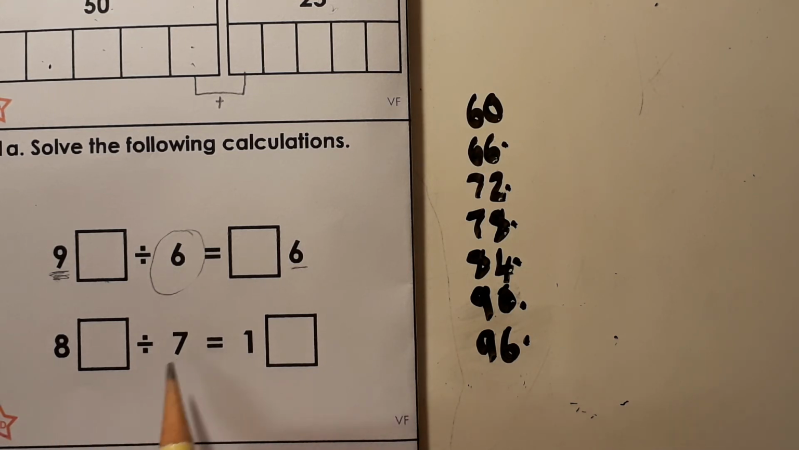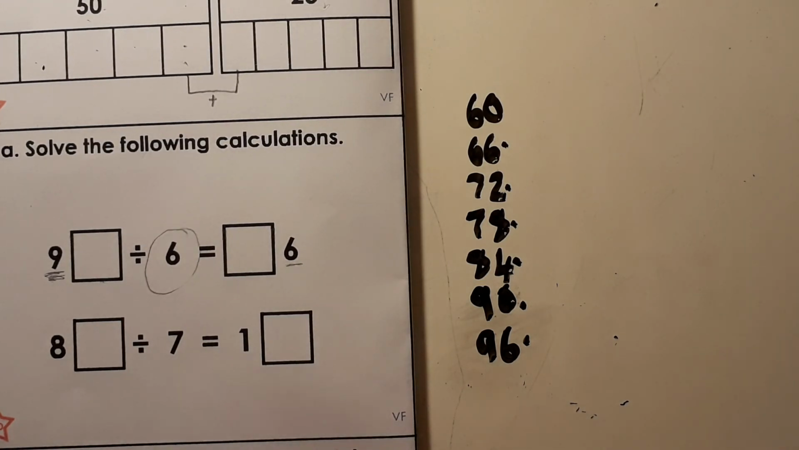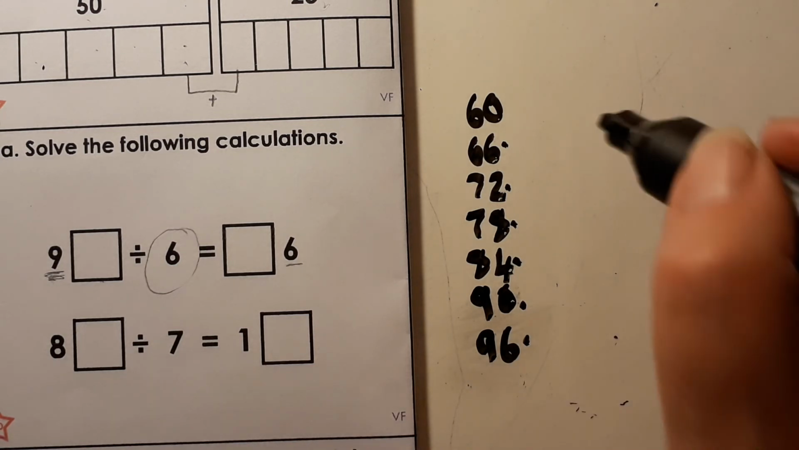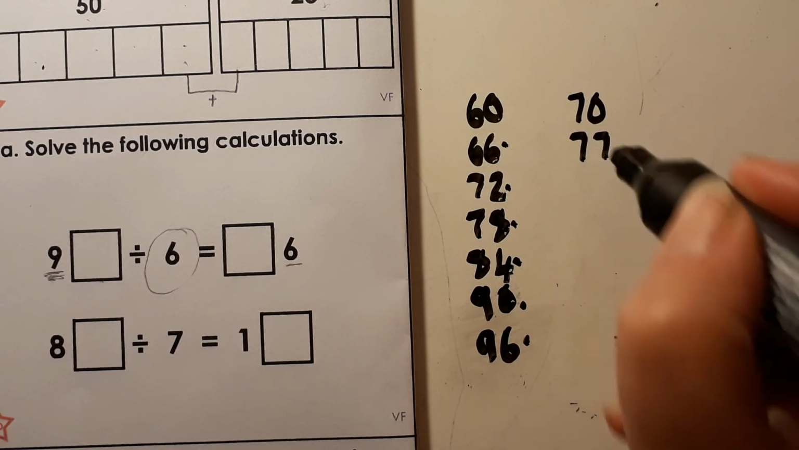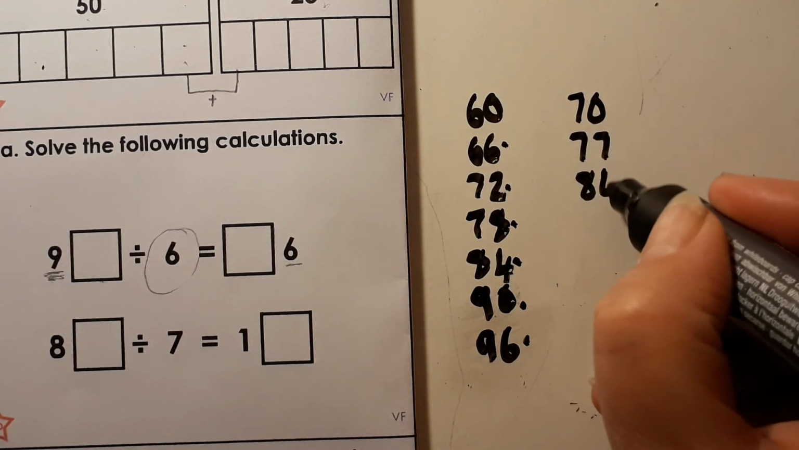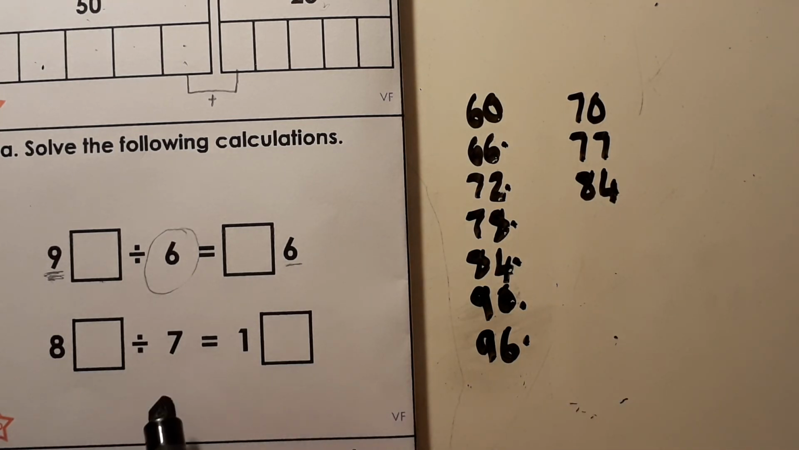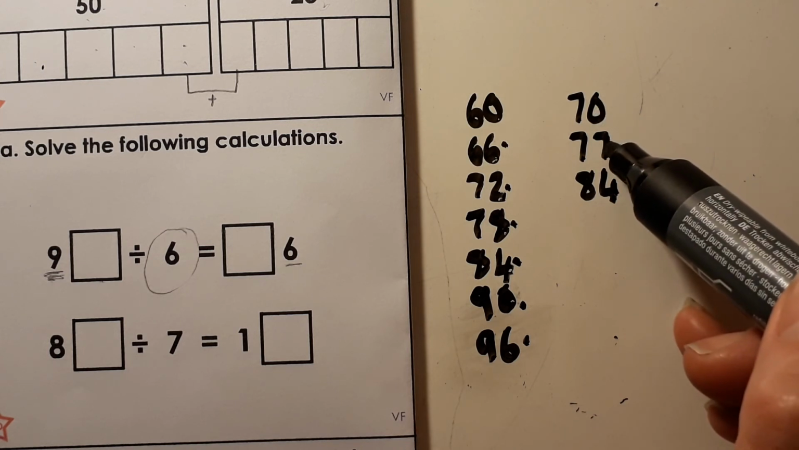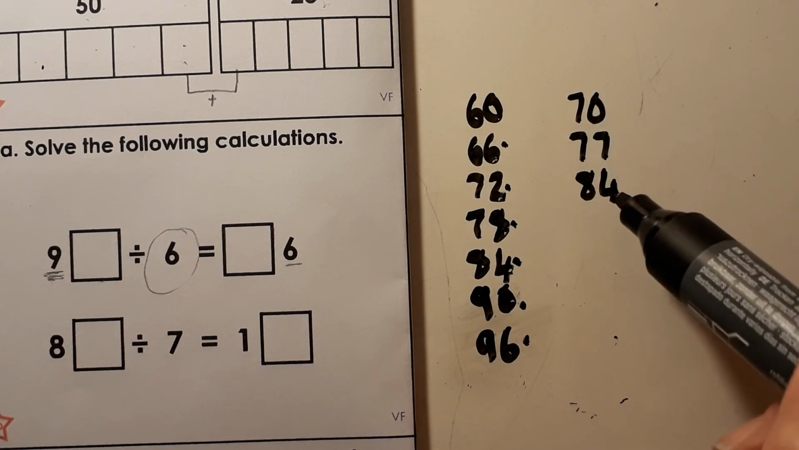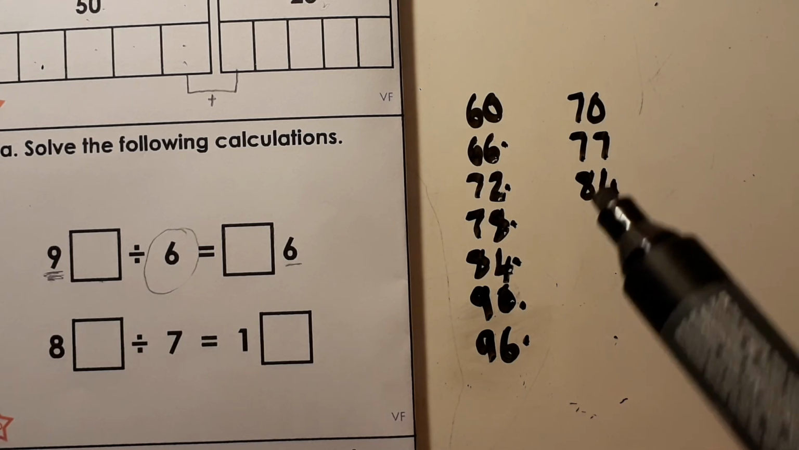And then here we're going to do the same thing but for multiples of 7, and I know 10 times 7 is 70, so I'm actually going to start my splat box at 70, 77, 84, and I don't need to go any further. So this is 10 times 7 is 70, 11 times 7 is 77, and 12 times 7 is 84.